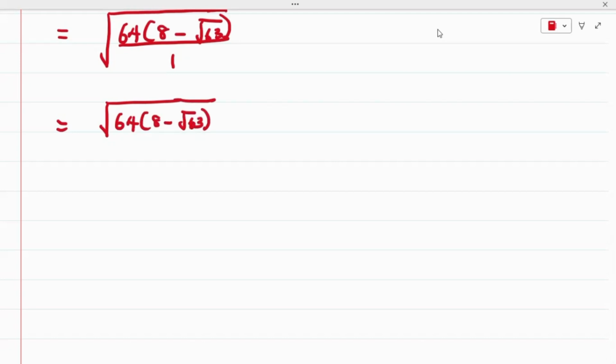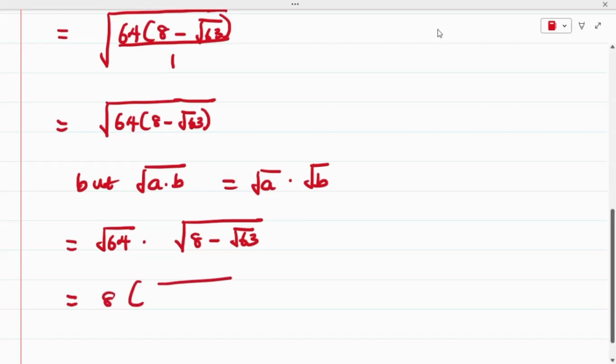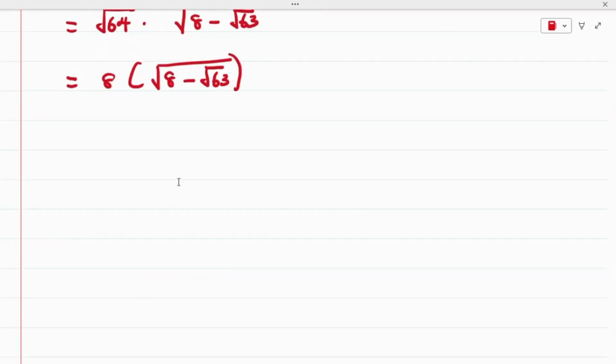So from this point, we want to simply know that if we have the square root of a multiplied by b, this is equal to the square root of a multiplied by the square root of b. So this is equal to the square root of 64 multiplied by the square root of 8 minus the square root of 63, which is equal to the square root of 64 is 8 multiplied by the square root of 8 minus the square root of 63.